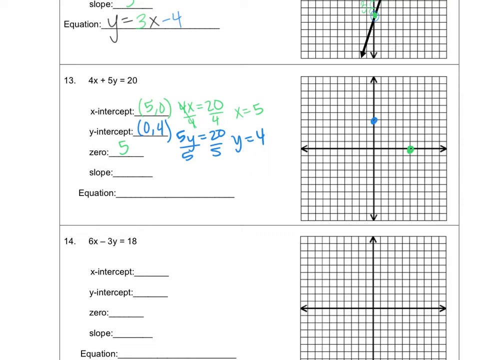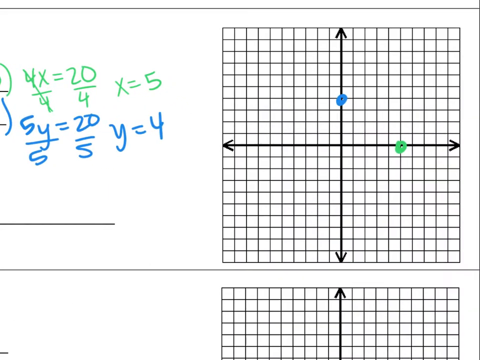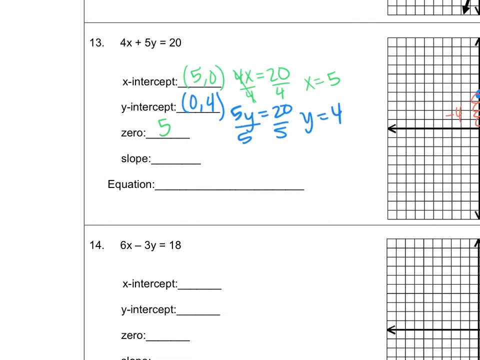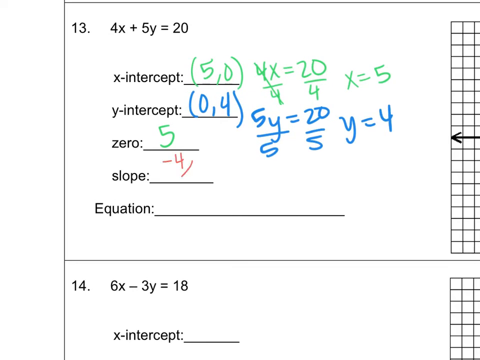And then what I'm going to do is count from my blue point to the green point, so from one point to the other. I'm going to count to see what my slope is. So I go down 1, 2, 3, 4, over 1, 2, 3, 4, 5. So my slope is going to be -4/5. So my equation is y = -4/5 x + 4.